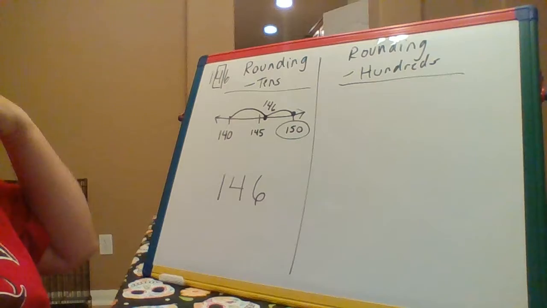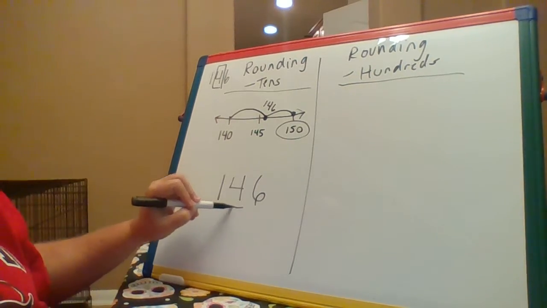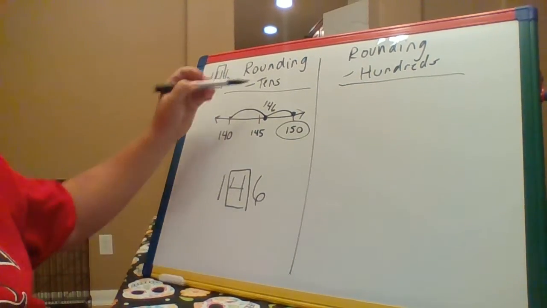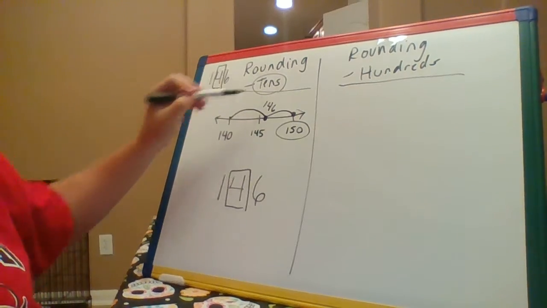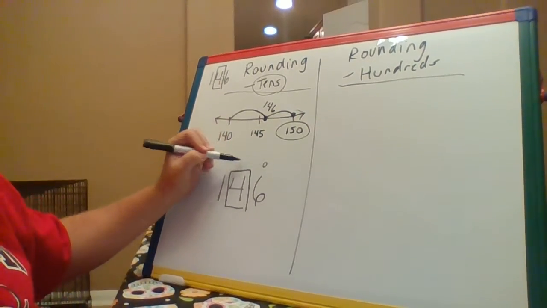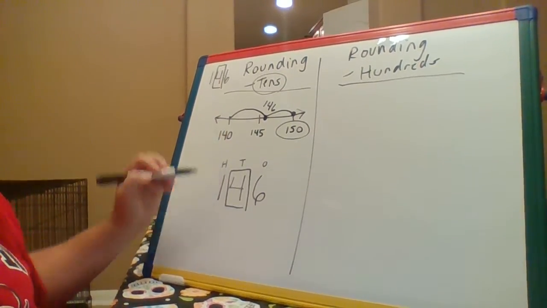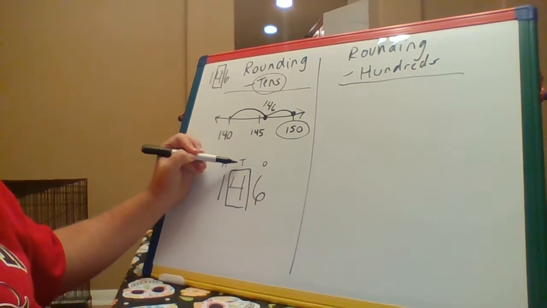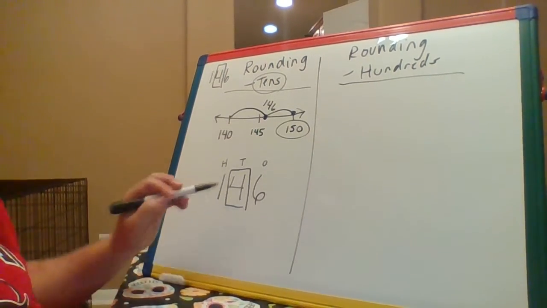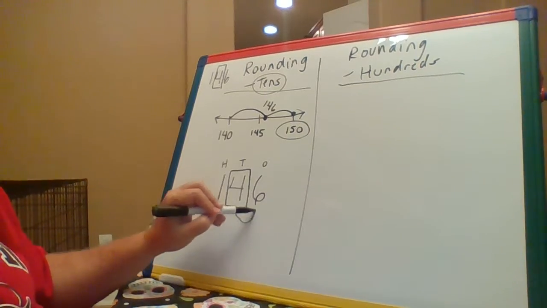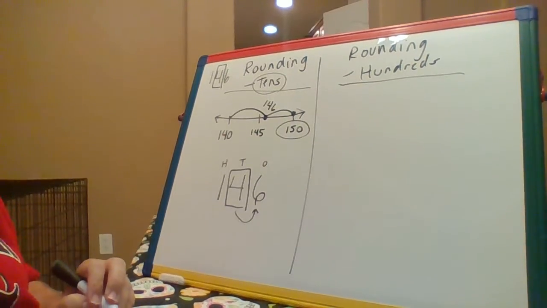So find a number in its spot. There's my number. I know it's my number because I'm in the tens. This is the ones, tens, and hundreds. So if it says tens, I find the tens. So find the number in its spot, go next door and see what you've got.